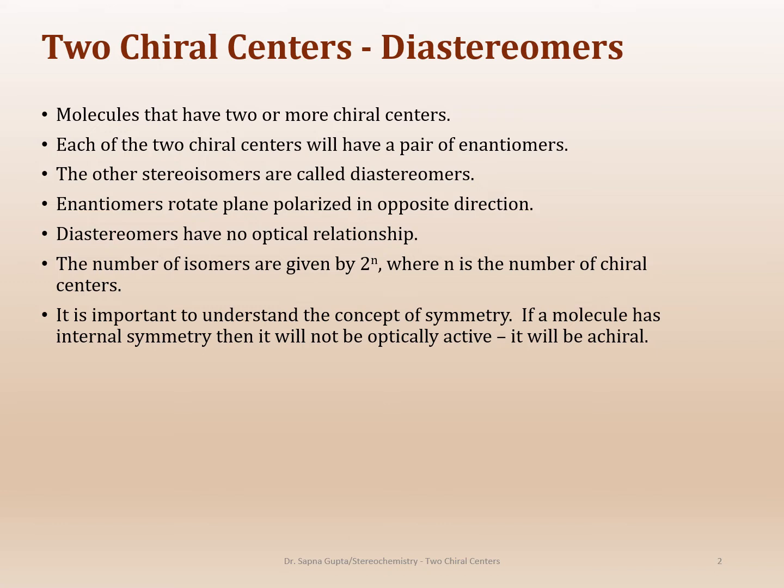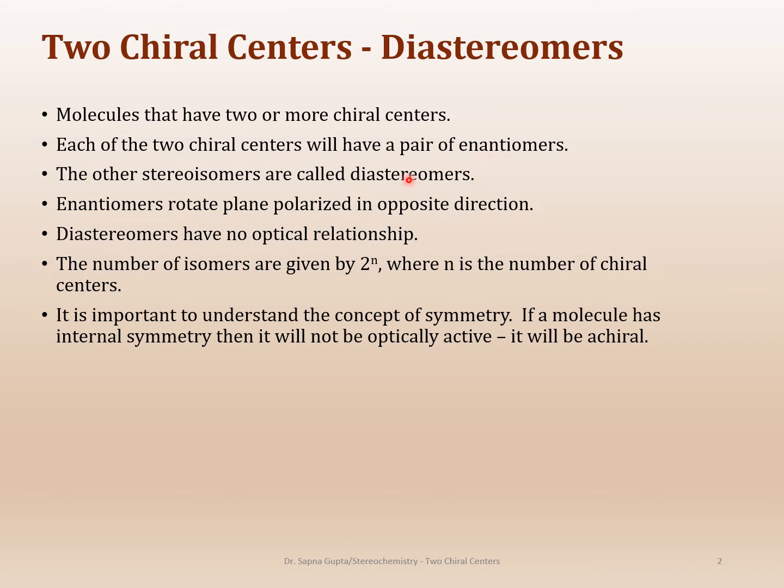So far, we have been dealing with compounds that have only one chiral center. Now let's look at compounds that have two chiral centers. Remember, we can have compounds which can have up to 9 or 10 chiral centers. That was one of the examples that we did. So molecules can have more than one chiral center. If you have two chiral centers, then each of those chiral centers is going to have its own pair of enantiomers. The enantiomers are mirror images.